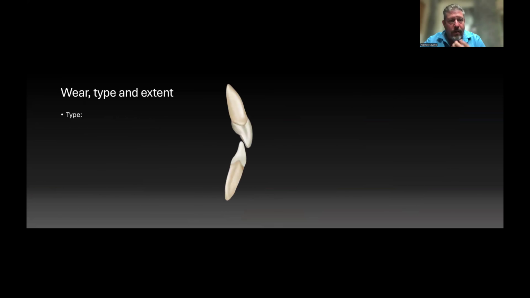We need to talk about wear, type, and extent. And we kind of split wear up into a couple things. When we look at the normal presentation of teeth, we should have whole teeth, and teeth should be gently sliding over each other. They should not be running into each other and wearing each other out, right?